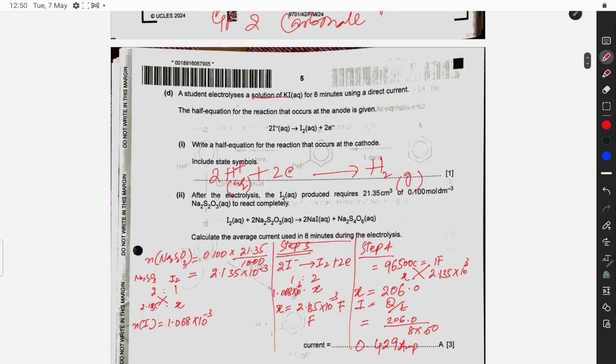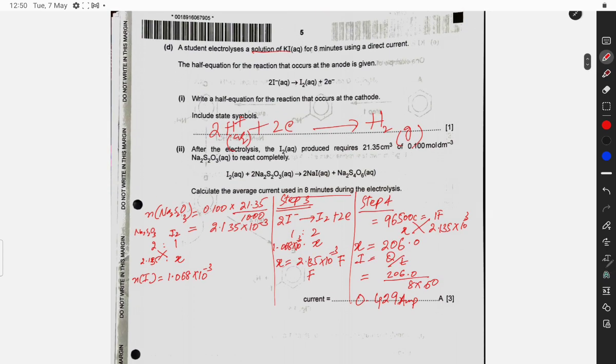A student electrolyzes a solution of potassium iodide for 8 minutes using a direct current. The half equation for the reaction that occurs at the anode is given. Write a half equation for the reaction that occurs at the cathode. This is the half equation.